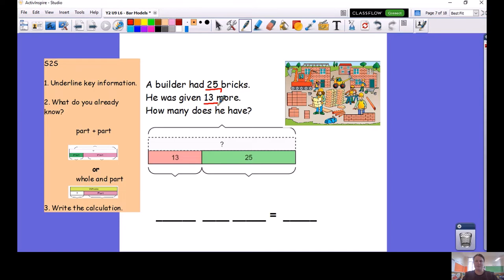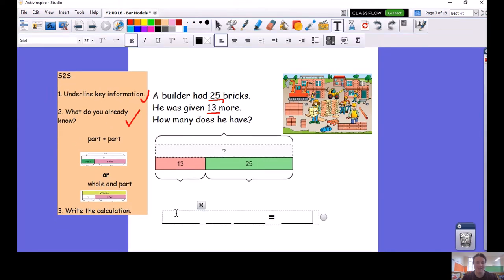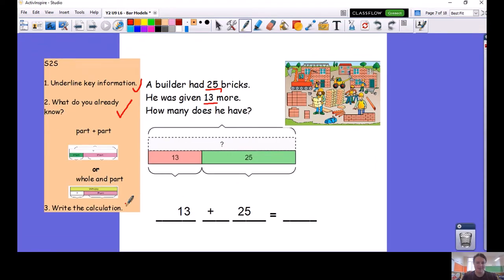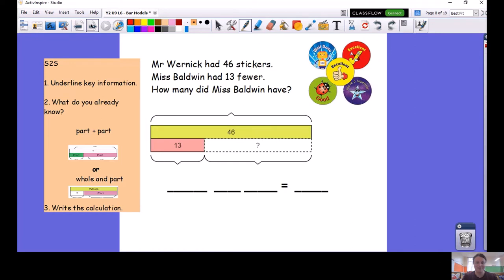So he hasn't lost any, and he's been given more, which means I need to add. So I've got two parts and I don't know what the whole is. I don't know what the whole is, but I can write down the calculation. So my calculation would be 13 add 25 equals. Have I done all three steps? Yes, I have. Last one. Okay. You can tell me this time. What do I need to do?